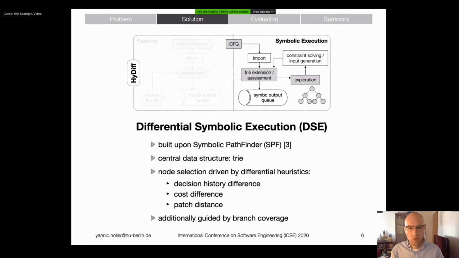The symbolic execution component is called differential symbolic execution. It builds on top of dynamic symbolic execution inside Symbolic PathFinder. The central data structure which we use is called a trie. It's a compact representation of a symbolic execution tree. And while I talked about mutant selection in fuzzing, here in symbolic execution, I talk about node selection. So what you want to do is to pick the most promising node in the symbolic execution tree, which is not explored yet, and which we can use for further exploration. And also this process is guided by differential heuristics. As you remember, we have these change annotations for symbolic execution, and these change annotations specifically drive the decision history difference. So this is the most important metric here, but we also incorporate the cost difference and the patch distance. And additionally, also this process is guided by the branch coverage.